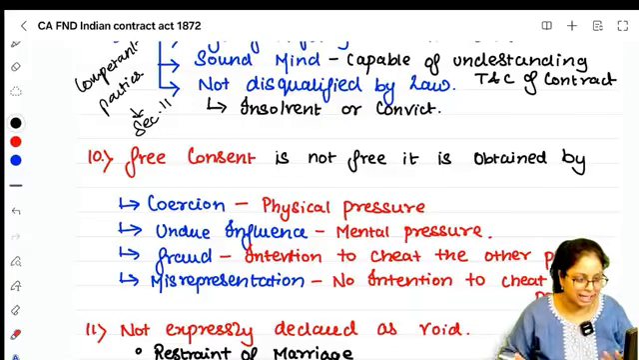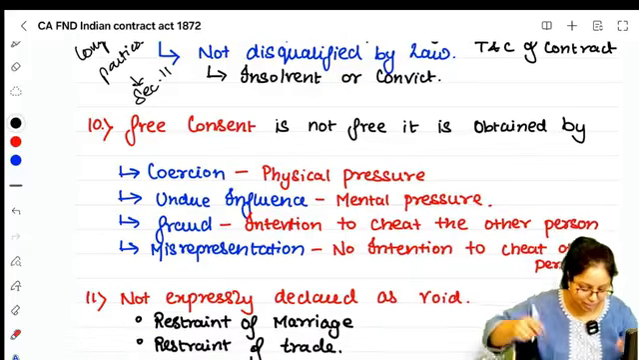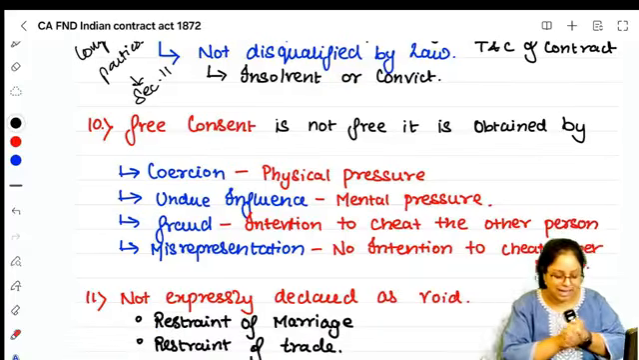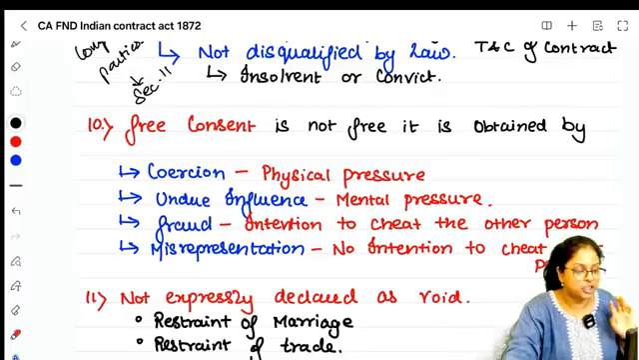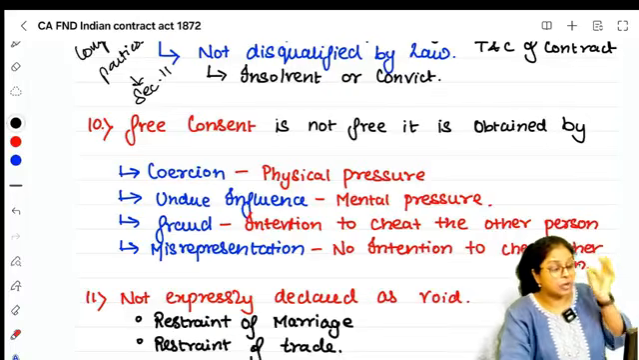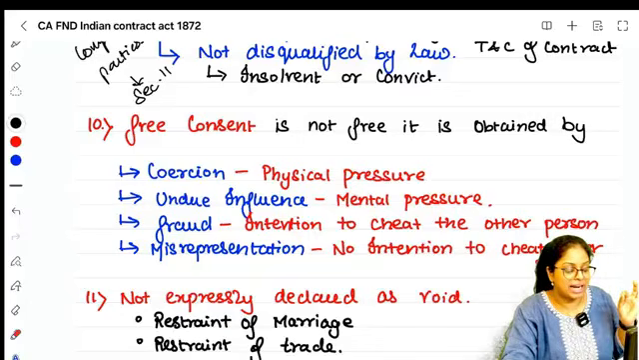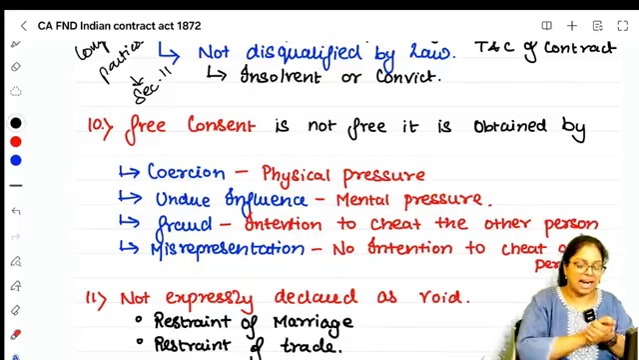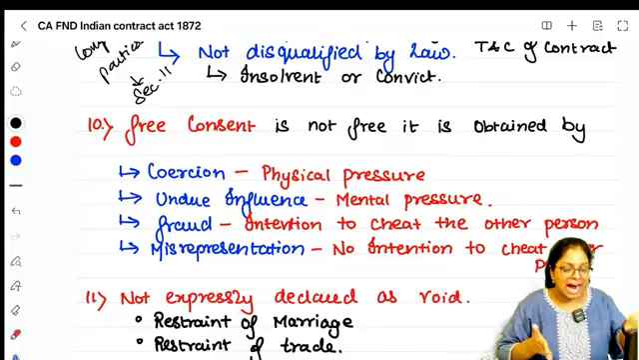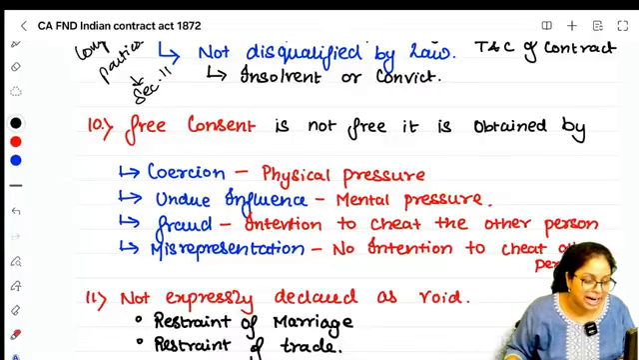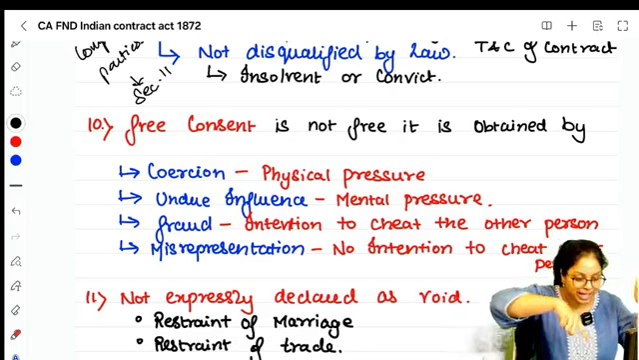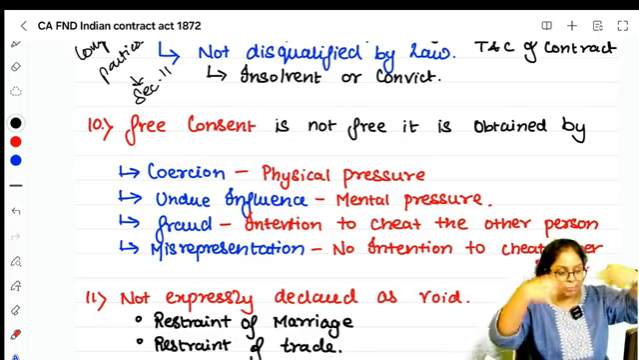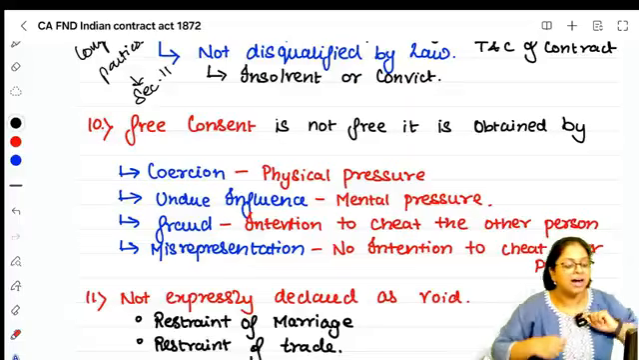We'll finish this and then take a breather. Next it's telling what? That your consent should be free. For a contract to be valid, your consent should be free. The Latin maxim of consent is consensus ad idem. What is consensus ad idem? Two people agreeing to the same thing in the same sense.